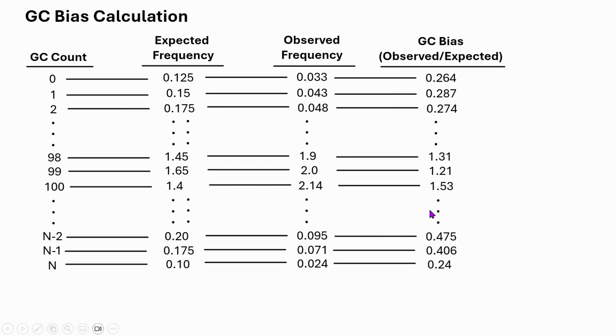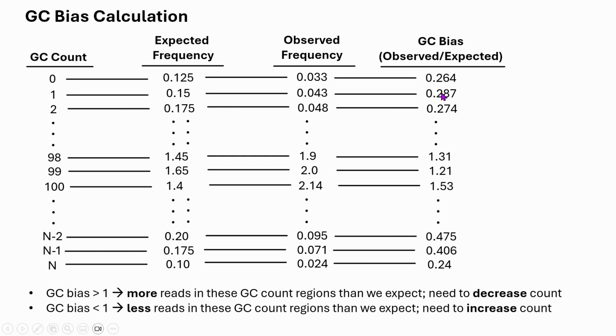So very important to understand is if any of these values are greater than 1, for example here, then those GC count areas have actually more reads than we expect. That means we need to artificially decrease their count. If we have GC bias less than 1, for example in these areas, that means we have fewer reads in these GC count regions than expected, and we need to increase their count. It is very similar to the lowess concept, except we are not using any bin right here.